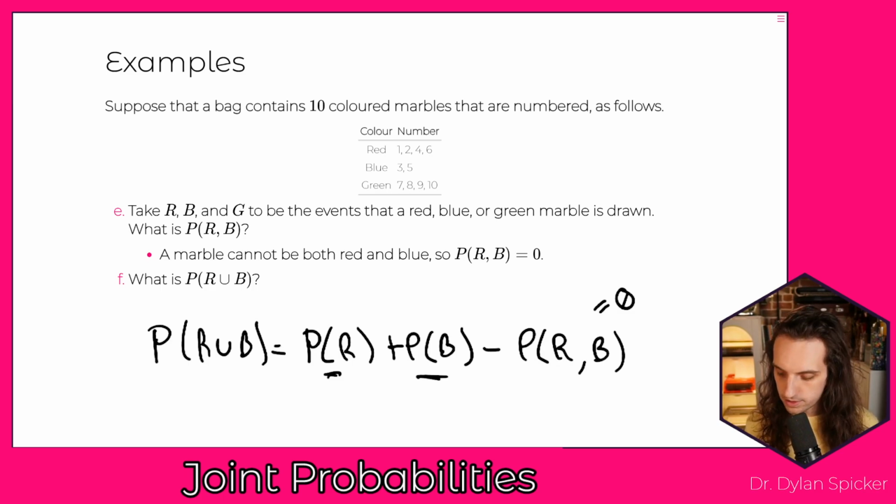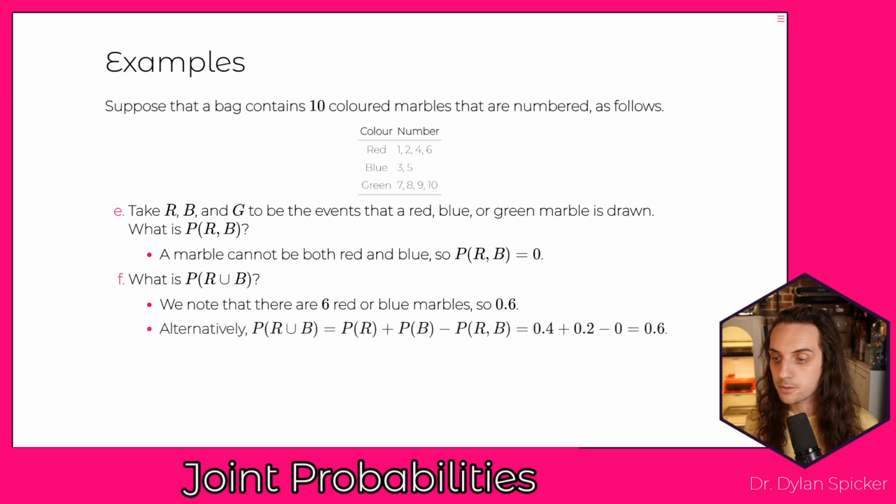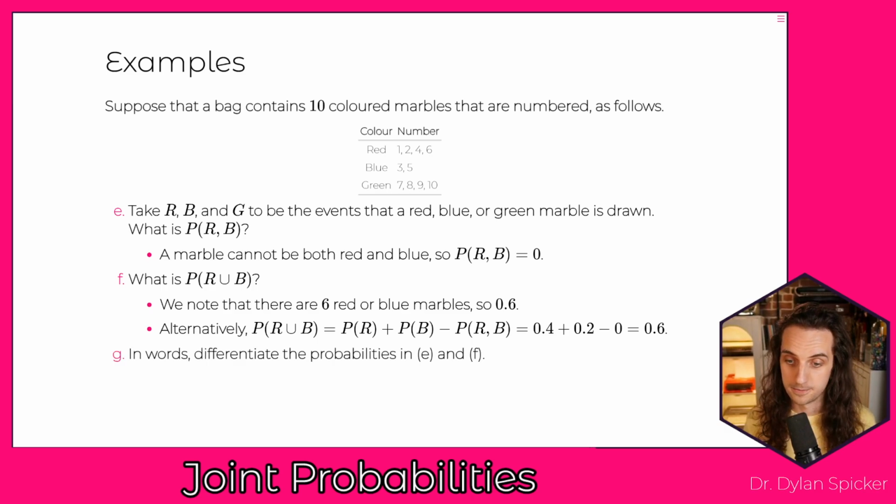We could know this directly without having to write this term down if we remember our rule for additivity, the axiom of additivity. And the other way that you could reason through this is just by saying, well, we want to draw red or blue, and so if we start counting up, we have 1, 2, 3, 4, 5, 6 marbles that are red or blue. And so there are 6 red or blue marbles, so 0.6. Alternatively, we could use the actual formula here.